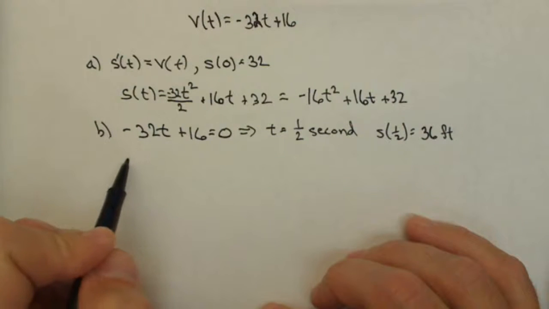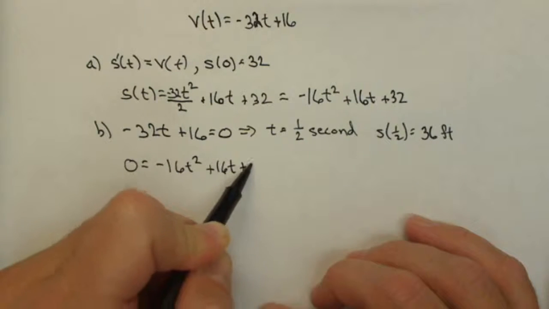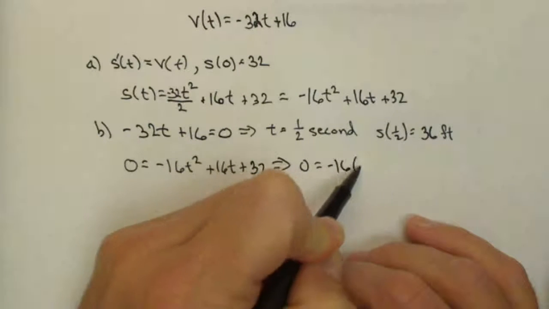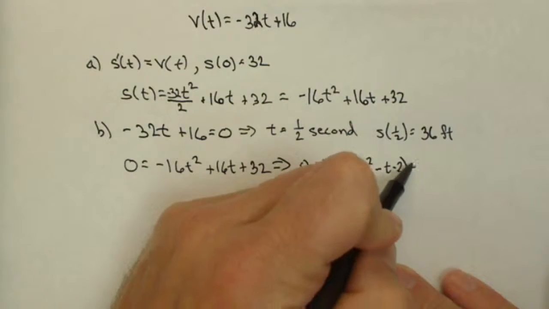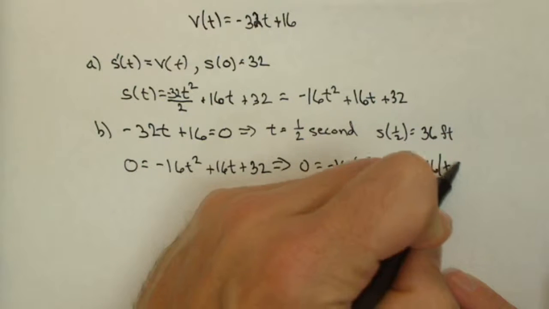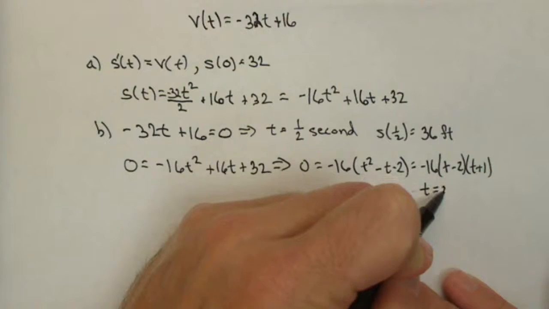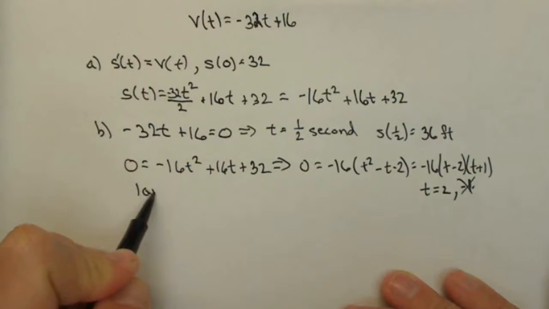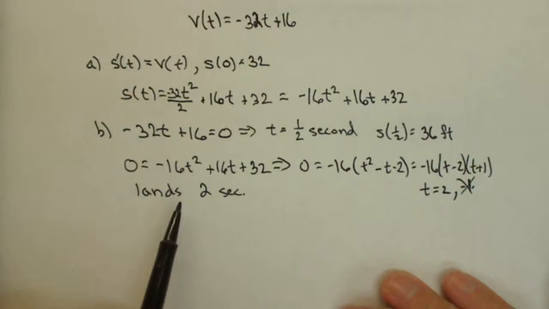Now, what time does the water balloon land? Well, that's when the height or the position of it is going to be 0. So 0 equals negative 16t squared plus 16t plus 32. This will factor. 0 equals negative 16 times t squared minus t minus 2, or negative 16 times t minus 2 times t plus 1. From this we get two solutions, t equals 2 and negative 1, but we're not concerned with the negative 1 in this context. So it lands at 2 seconds. That's going to be useful for us going forward.